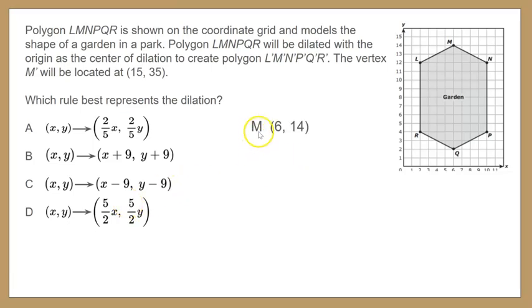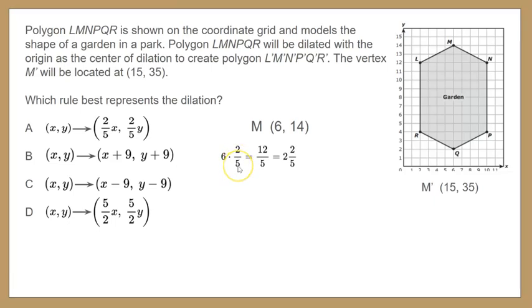Our starting point of M is at (6, 14). I know that because if I go over to 6 and up to 14, I find my point M. So that coordinate is (6, 14). So I'm going to apply these rules to see if I end up with the point (15, 35) after I apply the rule. So let's look at A. I see that I have multiplication here, 2/5 times x, 2/5 times y. So let's test it out.